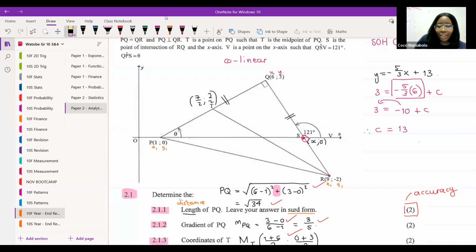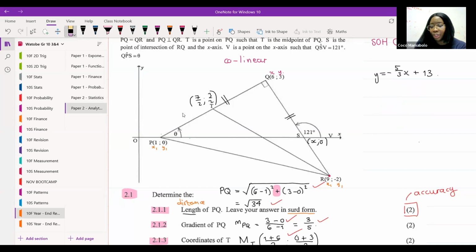Now, we want the x coordinate of S, right? And we know that if we want x, we have to make y equal to what? 0. Good. So we're going to go into this brand new formula that we've just figured out, and substitute y with 0. So we get 0 equals negative 5/3x plus 13.